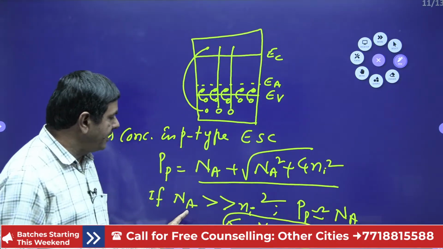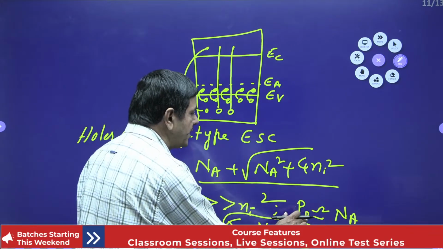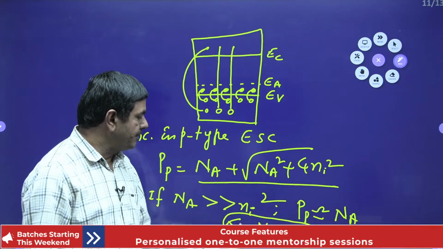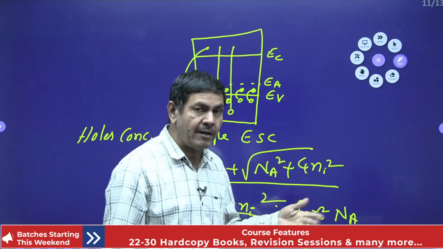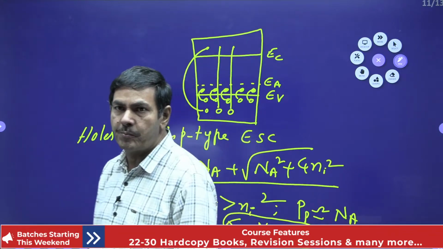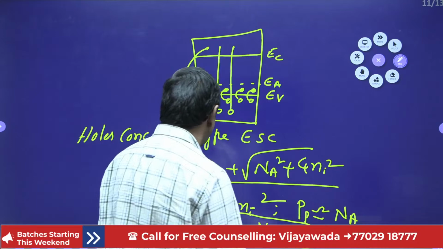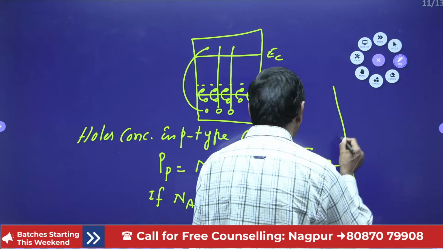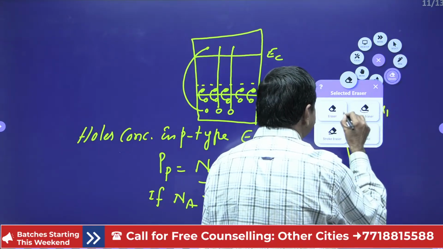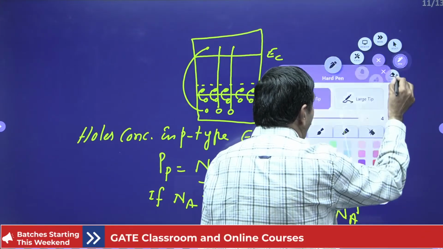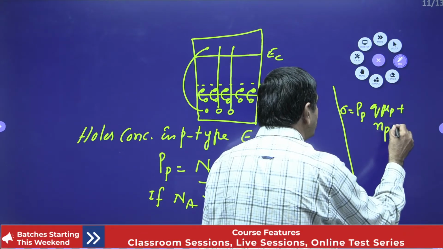Catch my point. If Na is very, very large as compared to Ni, and the concentration of holes is approximately equal to Na, and if these two are equal, conductivity can be taken as Na into Q into mu P. If this condition is not met, at that time conductivity equals the formula already given: the number of holes in the p-type extrinsic semiconductor, Pp into Q into mu P, plus the addition of the electron term, Np into Q into mu N. If this condition is not satisfied, the conductivity equals Pp into Q into mu P plus Np into Q into mu N.